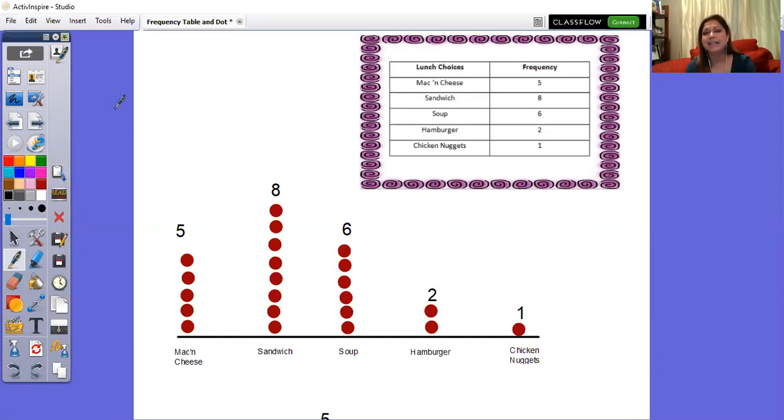Now let's say that this question asked you which of these choices was selected the most? That would be sandwiches. Which one was selected the least? And you would say those were chicken nuggets. So that is how we do the dot plot.